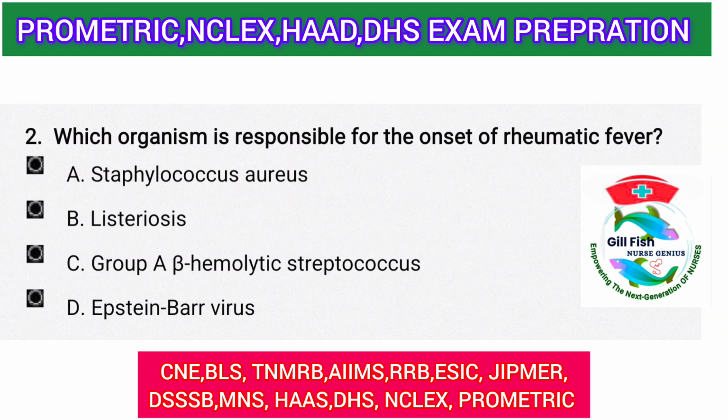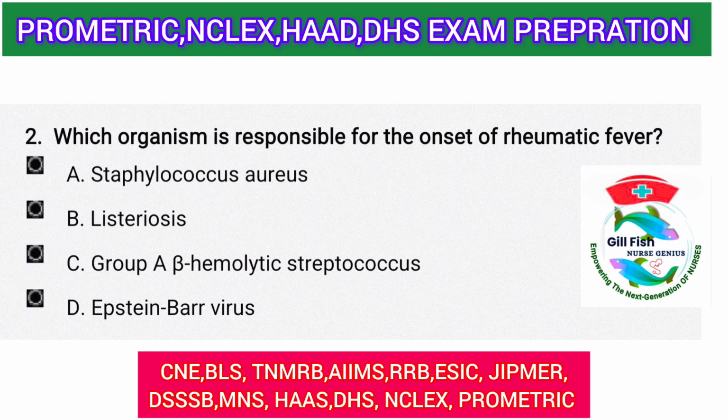Next, let's move on to another question. Which organism is responsible for the onset of rheumatic fever? Option A, Staphylococcus aureus. Option B, Listeriosis. Option C, Group A beta hemolytic streptococcus. Option D, Epstein-Barr virus.